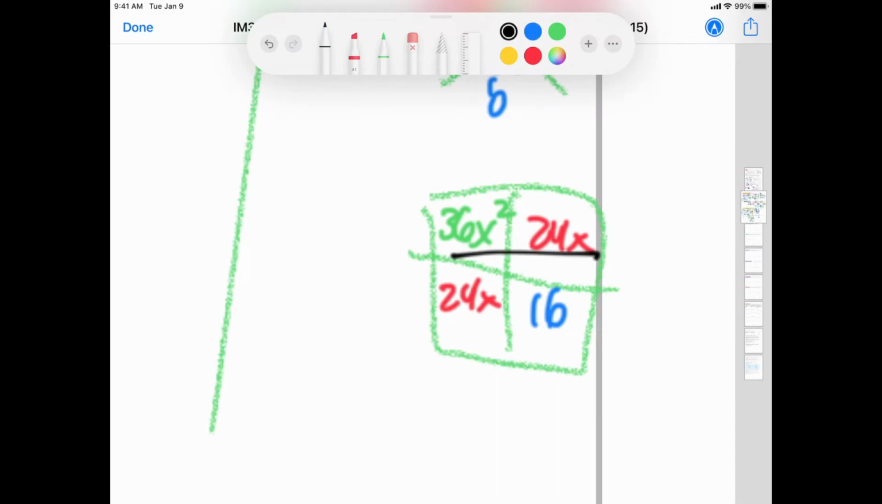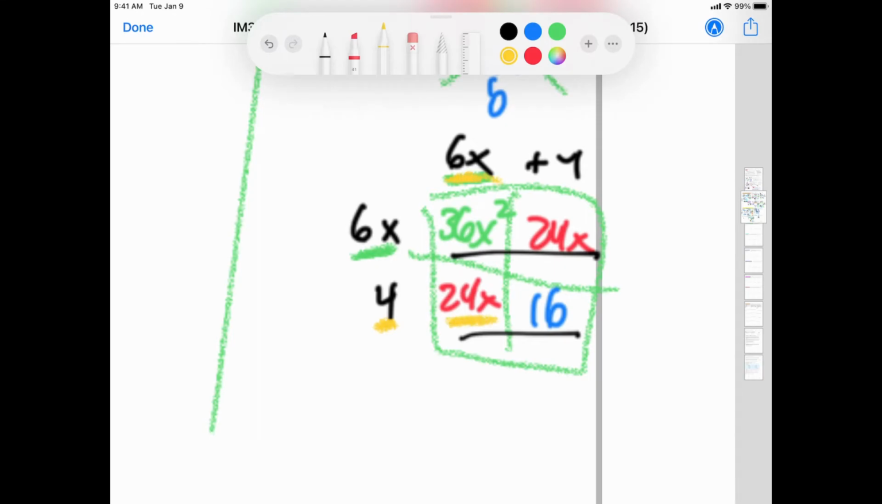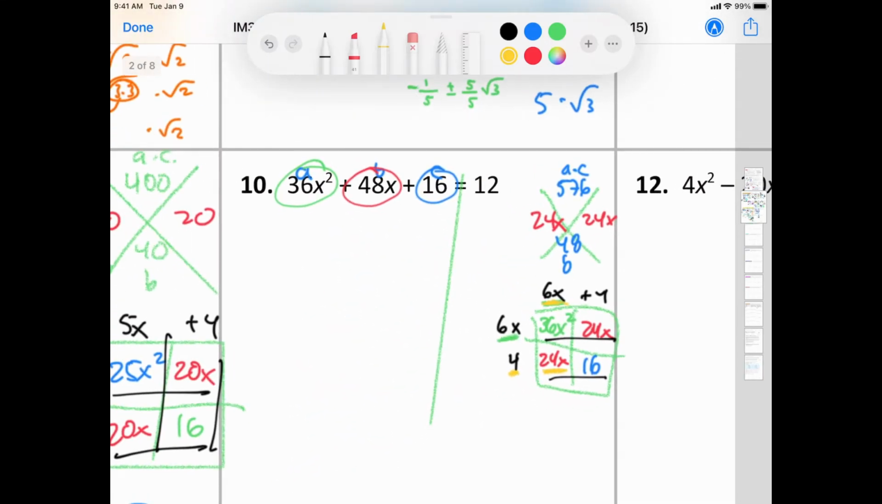Greatest common factor in this direction, I'm going to say 6x. And the reason why I say that is because here's my strategy, guys. These on the outside have been the same, right? So 6x times something up here has to equal 36x squared. Well, the only thing that can happen is 6x. This direction, I think it's a 4. Yep. How did I know that? Because 4 times 6x equals 24x.